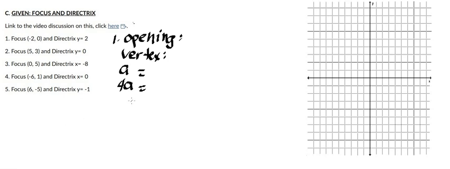Join me for another topic, and this time we're going to talk about how to find our standard form or standard equation of the parabola with the given focus and directrix. So we'll start off with number one. We are given a focus (-2, 0) and directrix y equal to 2.